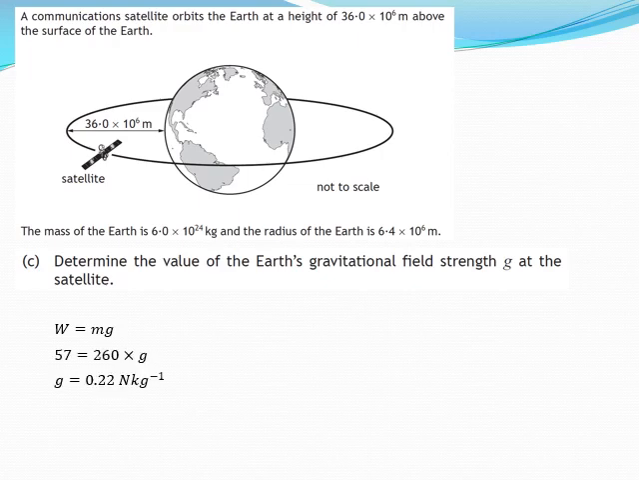So if we take our 57 newtons that we had in the previous question and our mass that we worked out from the previous question, we can divide those two to get 0.22 newtons per kilogram.